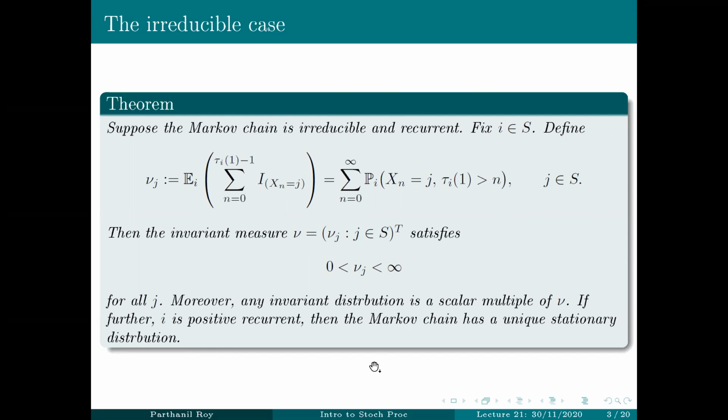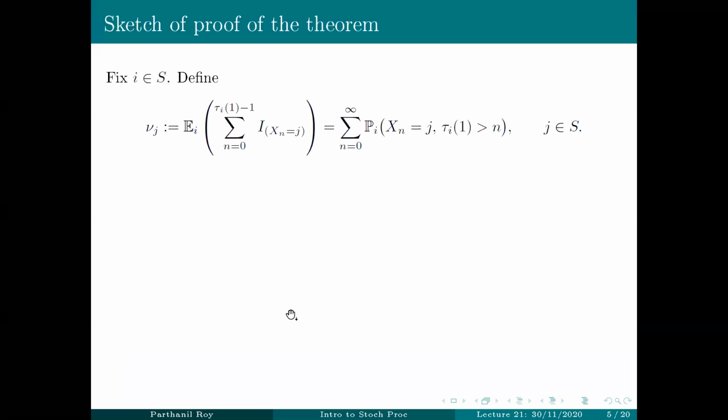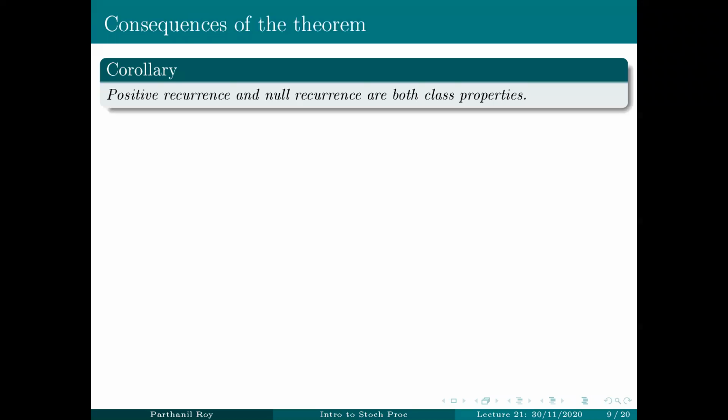Now, once we have the theorem, we can now talk about its consequences. And as we will see, the consequences are actually very important. The first consequence is that positive recurrence and null recurrence are both class properties. So this means that if i is positive recurrent and i communicates with j, then j is also positive recurrent. Similarly, if i is null recurrent and i communicates with j, then j is also null recurrent. This is a very important statement, as you can understand.